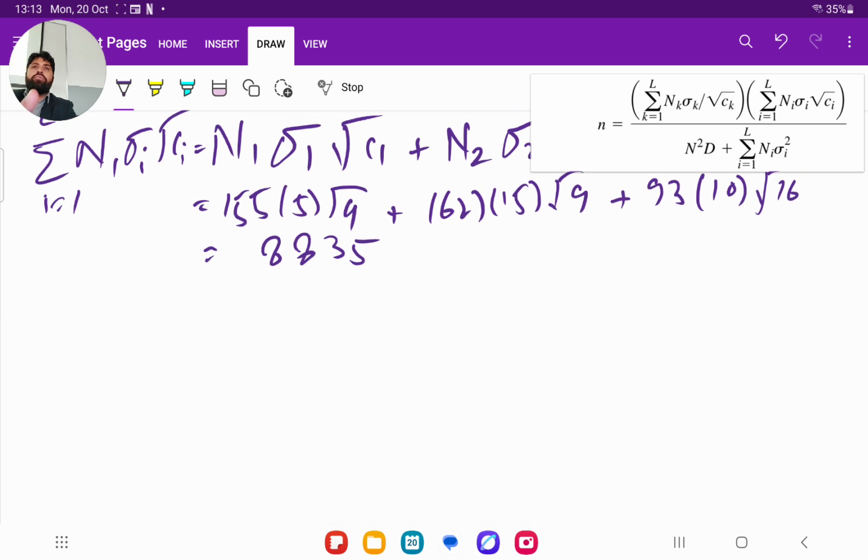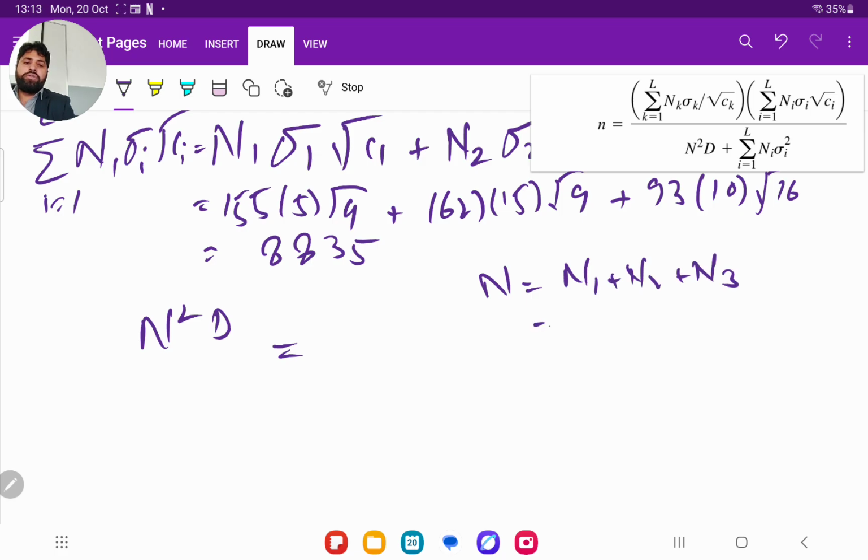So by looking into the formula, try to calculate all the ingredients. Now we just need to calculate n square d. So n square will be calculated by, what is n? n is equal to n1 plus n2 plus n3. So 155, 62 plus 93. What is the answer? 310.